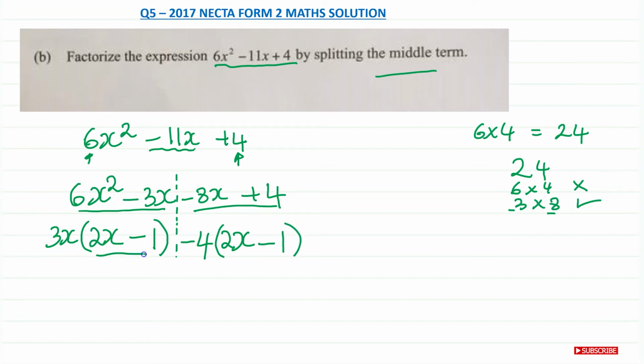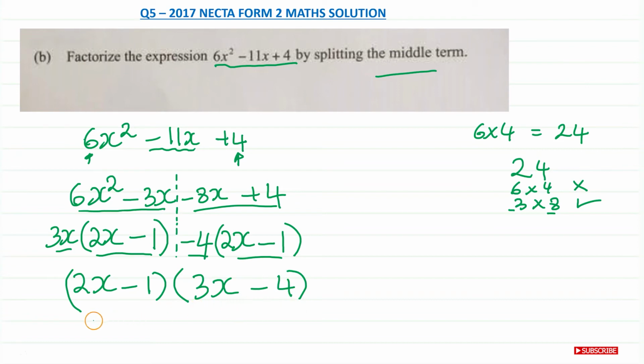Now I've got a common bracket here, which I'm going to take as my first bracket, so 2x minus 1, and then my next bracket is formed by taking the numbers outside, so that is going to be 3x negative 4. And this question is now complete. The expression is factorized.